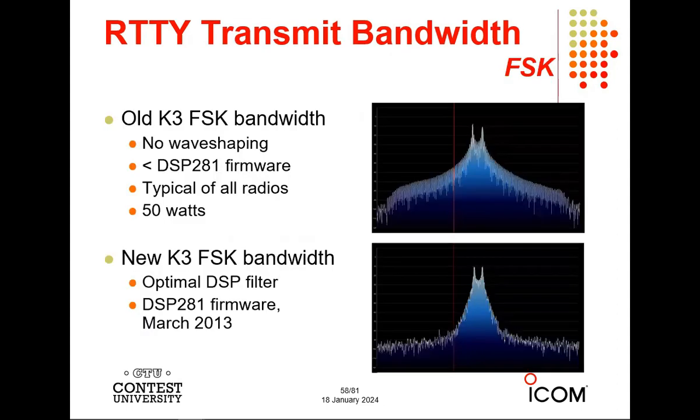Well, that was all AFSK. FSK, as I said earlier, typically most radios don't have any wave shaping in the DSP to restrict the bandwidth. Elecraft is the only one that I know of today that does that. And this is what the difference was. This is looking at the K3 with the firmware before they put the wave shaping in. And all this is DSP code. All this is just loading the firmware in the radio, and that's the difference. But most radios today look like that if they're running FSK.